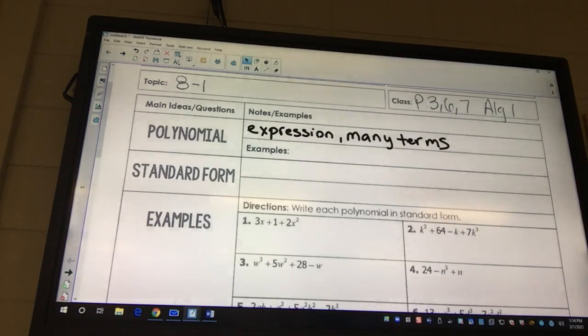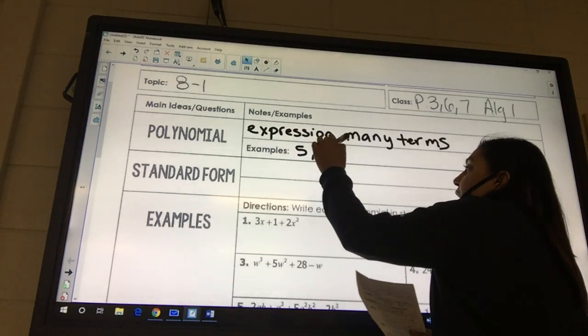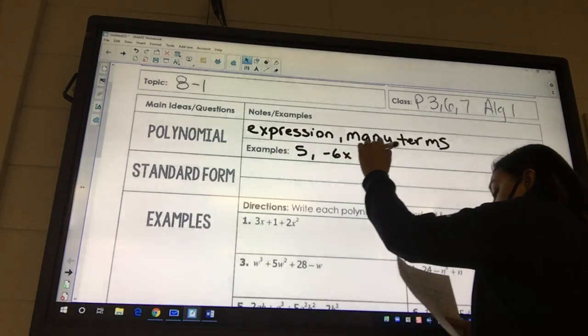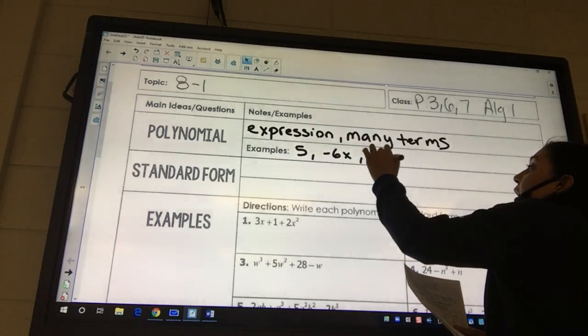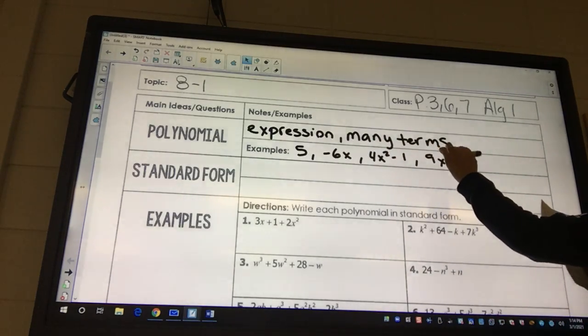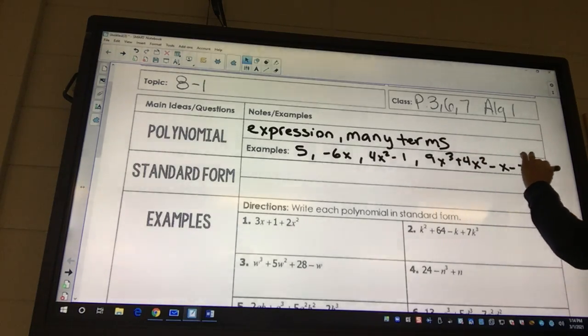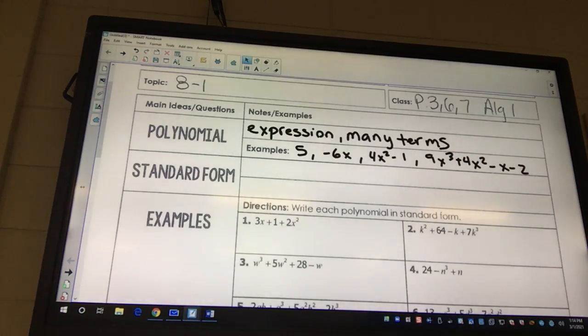Some examples of this would be, and you guys have seen these, we got 5, or it could be negative 6x, 4x squared minus 1, 9x cubed plus 4x squared minus x minus 2. Those are all examples of polynomials.